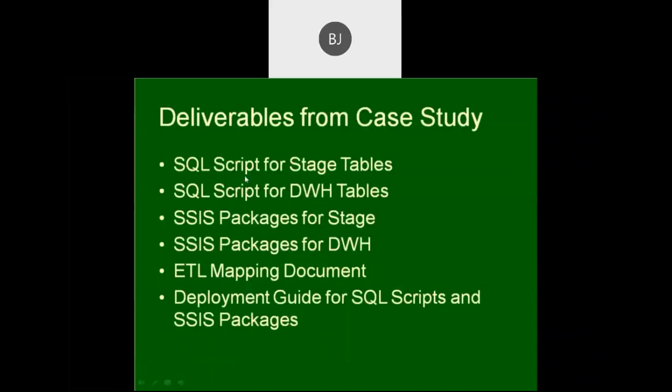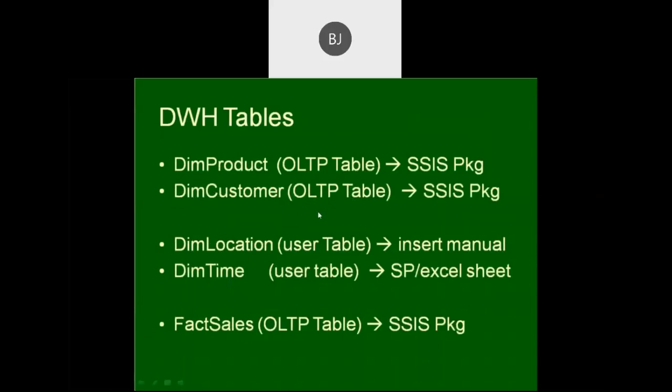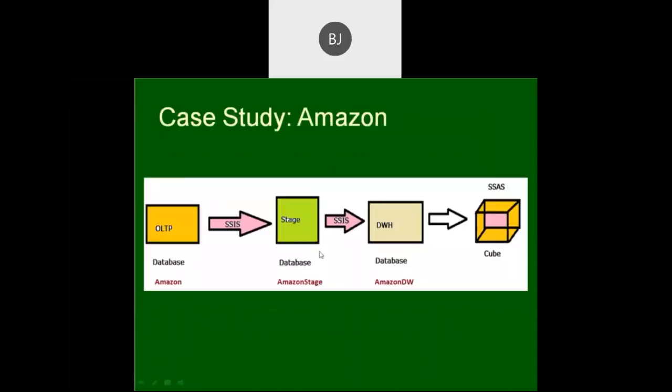You need to have SQL scripts, staging table, data warehousing table, SSIS packages, the staging SSIS package for data warehousing, and as discussed, the ETL mapping document and deployment guide for SQL scripts and SSIS package. All these things you need to prepare and watch one more video so that you will understand how to load the data with the help of incremental loading, phase 1 and phase 2. So I'll upload one video today on how to load the data.